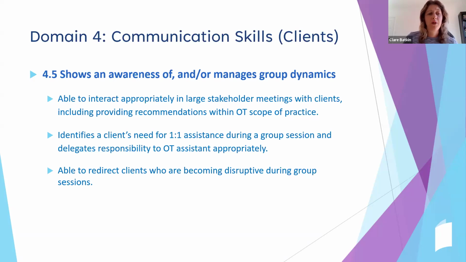So what are some examples? It could be that they're able to interact appropriately in large stakeholder meetings with clients, including providing recommendations within the OT scope of practice. Could be that they're identifying a client's need for one-to-one assistance during a group session and delegating responsibility to the OT assistant appropriately. So if they're not the only one running the group, are they able to make that call in terms of, well, this person definitely needs me, I need to be the one doing that, versus doesn't need to be me, it's more important that I'm running this session, I'll get an OT assistant or somebody else to help this person one-on-one. And are they able to do that one-on-one support themselves if needed?